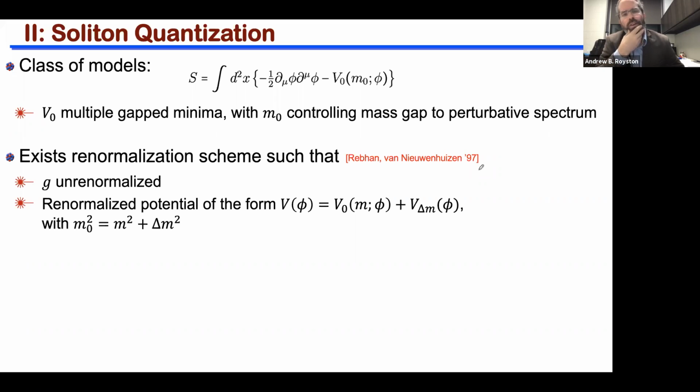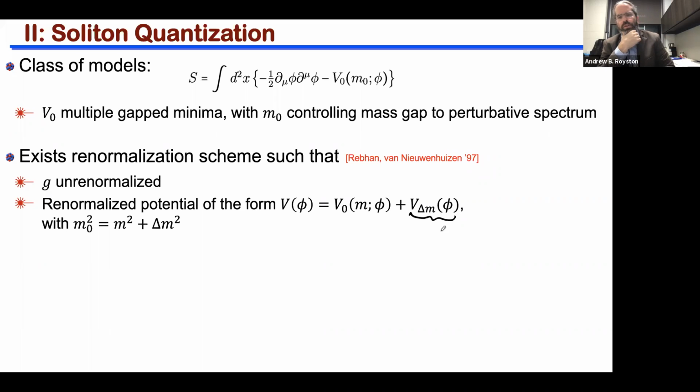Now, when we go to the quantum theory, we need to relate bare parameters to renormalized parameters. And so for this class of models, it's a useful technical result that there exists a renormalization scheme such that to all orders in perturbation theory, the G is unrenormalized. And so we can just talk about G like we did in the classical theory. Meanwhile, the mass parameter does get renormalized, and the renormalized potential has the following form here.